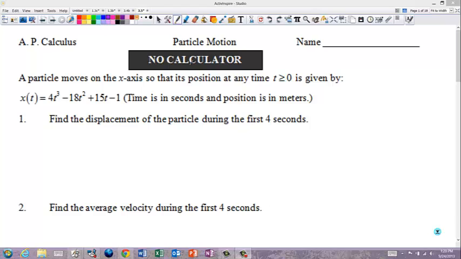Alright, this is a video on how particle motion is actually tested on the AP. This started out as an old free response question, and I just went ahead and put basically everything they could possibly ask you on it.